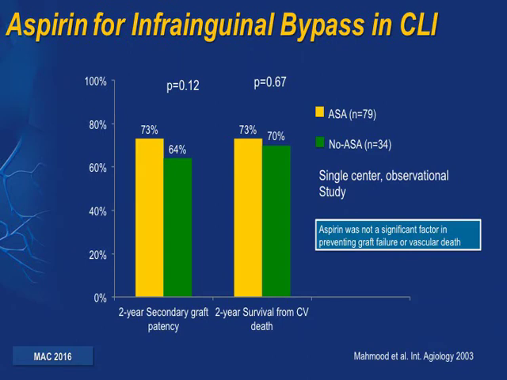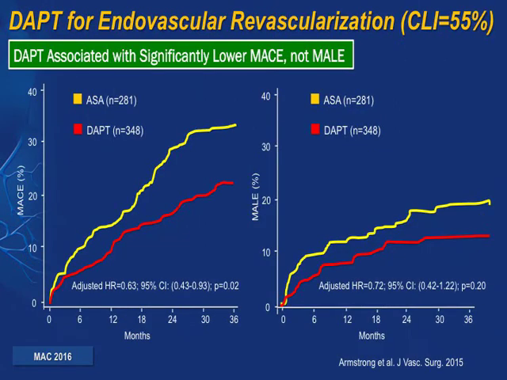A single-center observational study again looked at aspirin versus no aspirin in CLI patients undergoing infrainguinal bypass. 2-year graft patency and 2-year survival from cardiovascular death was again no different. Again, note the high death rates over 2 years in this patient population. And in this single-center study, aspirin was not a significant predictor in preventing graft failure or vascular death.